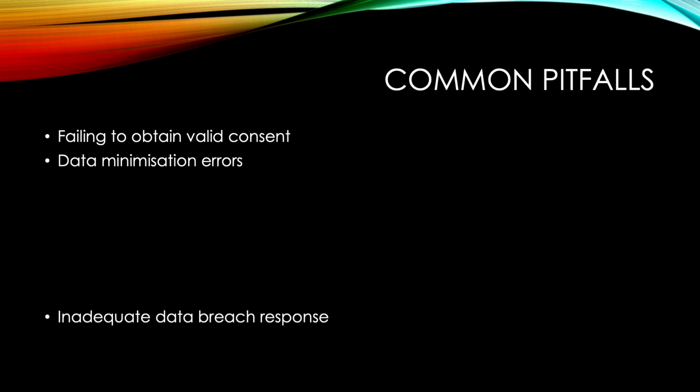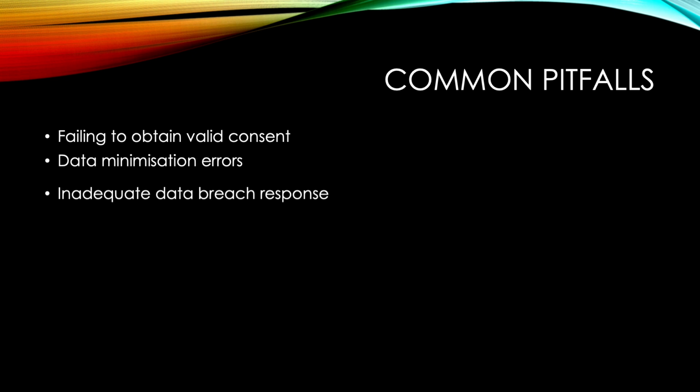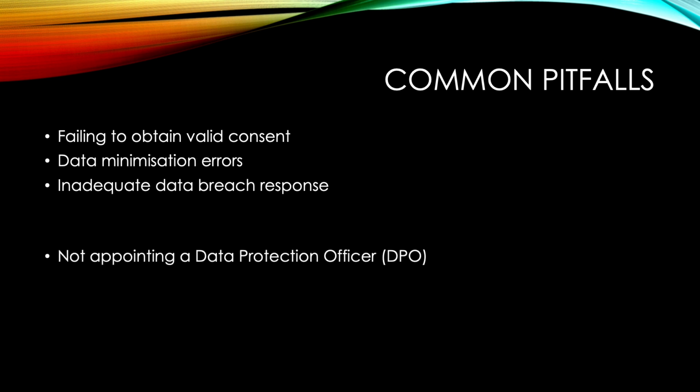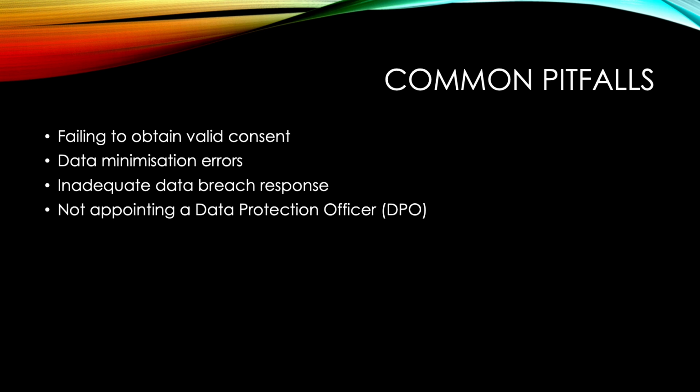Inadequate data breach response. Under the GDPR, companies must notify regulators within 72 hours of discovering a data breach. Failing to have a proper breach response plan in place can lead to significant penalties. Not appointing a DPO, so a data protection officer. Certain companies are required to appoint a DPO under the GDPR, particularly those involved in large-scale data processing or monitoring. Many businesses overlook this requirement. If your company uses third-party vendors to process data, you are still responsible for ensuring they comply with GDPR. Failing to perform due diligence can result in breaches that impact your organization.